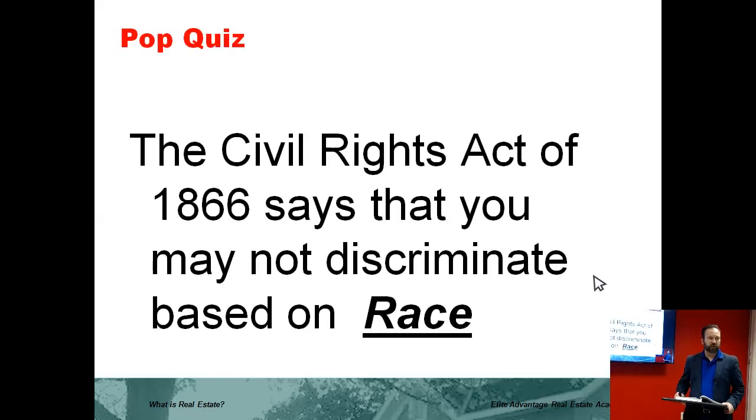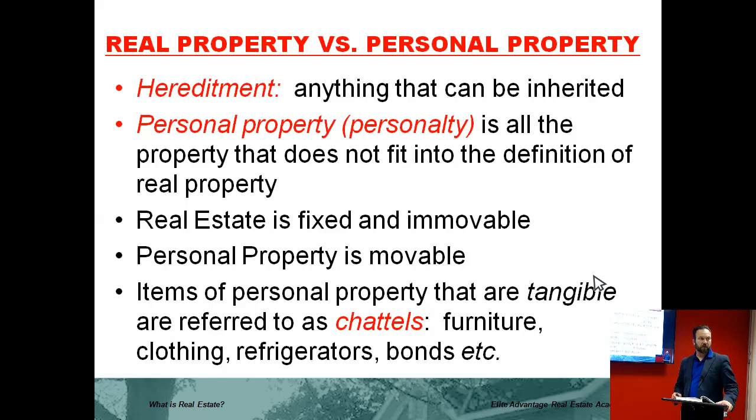Civil Rights Act of 1866 says that you may not discriminate based on, and the answer is race. Okay, great. So remember from fair housing that 1866 was based on race and color. And then further throughout 1968, 1974, and so forth, they started adding on more classes. New Jersey has the strictest fair housing laws. Okay, so let's remember that.